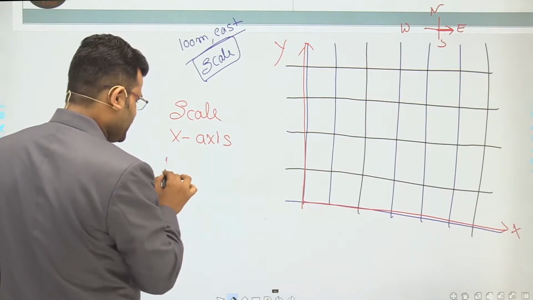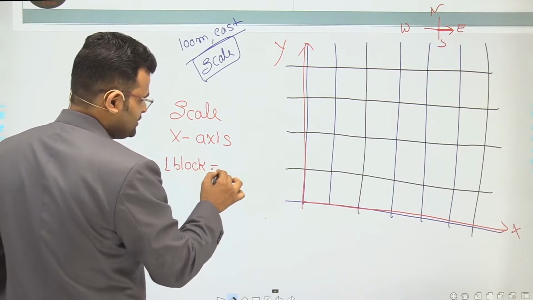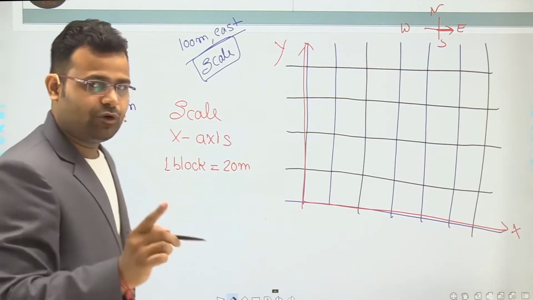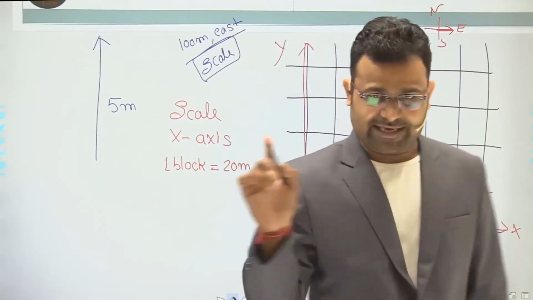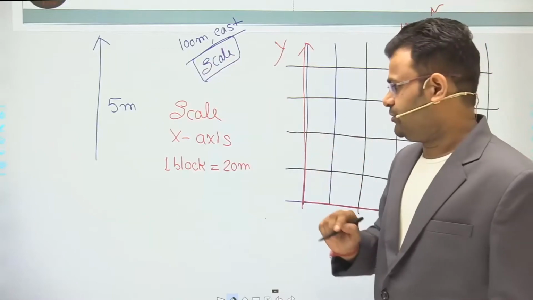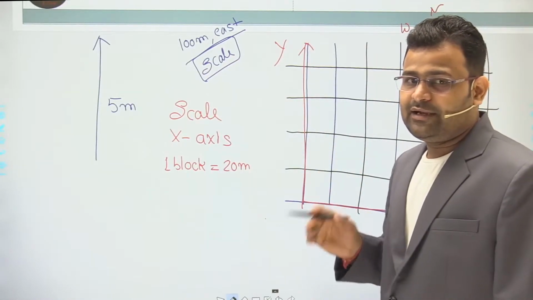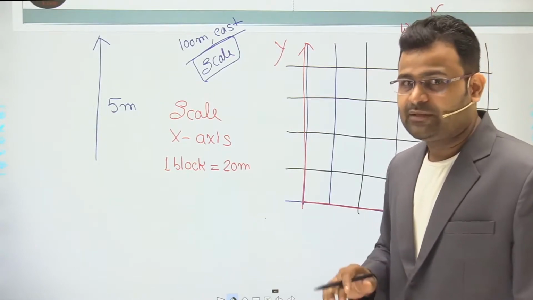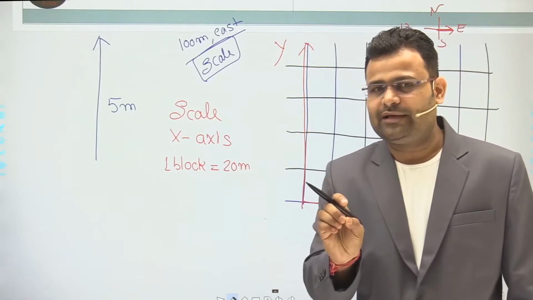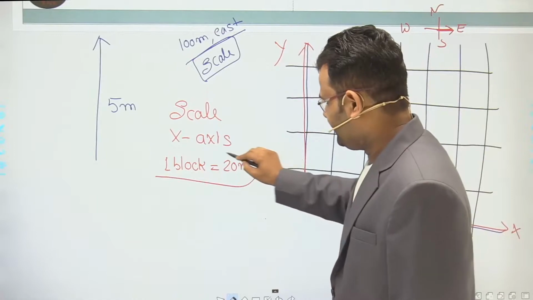We can write one block, or you can write 1 centimeter also. 1 block is equal to 20 meter. Dear students, we assume that 1 block is the scale. By using this scale we can draw a 100 meter line on a single paper, because a 100 meter line is not possible on our paper. But by drawing a small line using a scale, we can show the larger line.